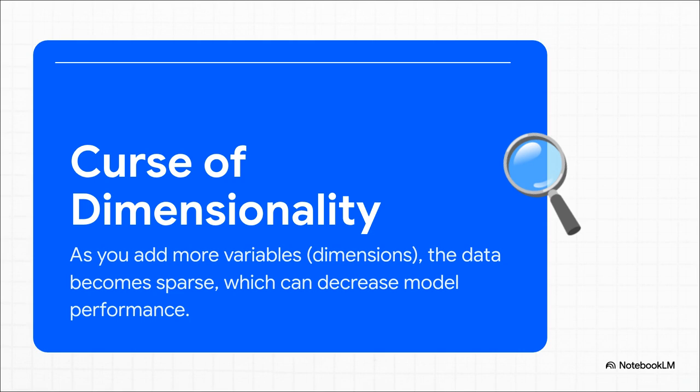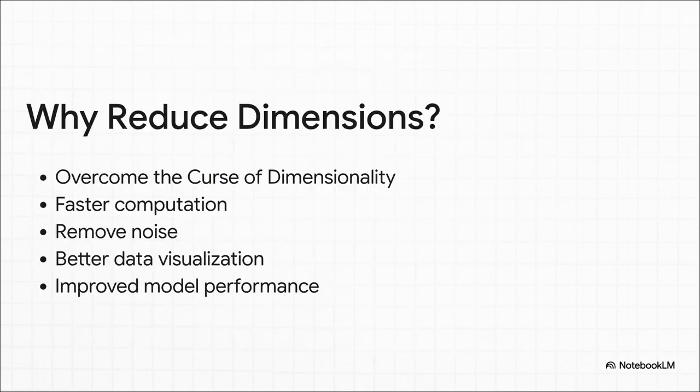But it turns out that's completely wrong. As you add more and more dimensions, the data points actually spread out, becoming really sparse. This makes it much harder for your algorithms to find patterns, and it can surprisingly weaken your model's performance. And that is why we so often need to reduce the dimensions.